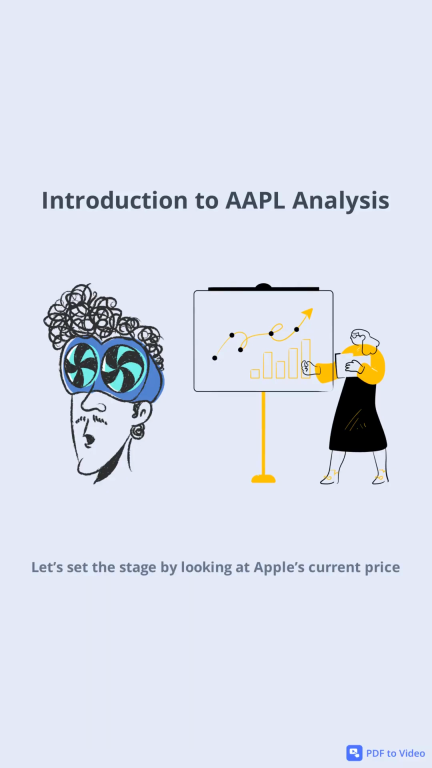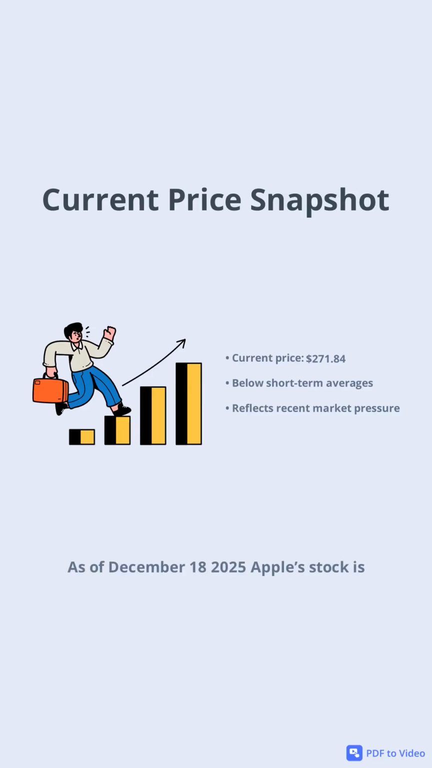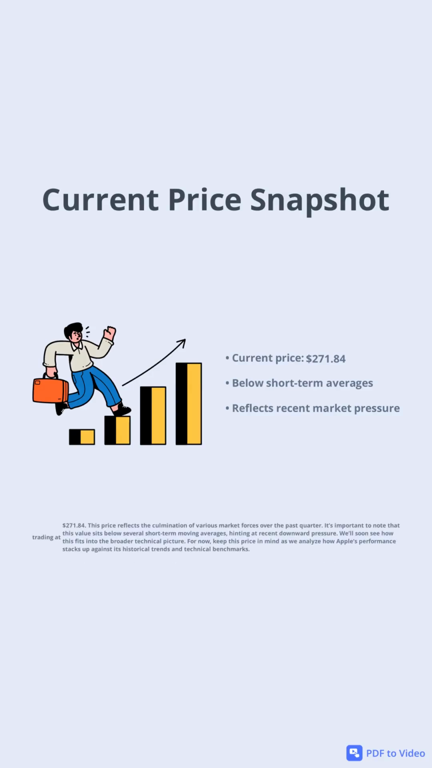Let's set the stage by looking at Apple's current price and the overall market context before we dig into the numbers. As of December 18, 2025, Apple's stock is trading at $271.84. This price reflects the culmination of various market forces over the past quarter. It's important to note that this value sits below several short-term moving averages, hinting at recent downward pressure. We'll soon see how this fits into the broader technical picture.